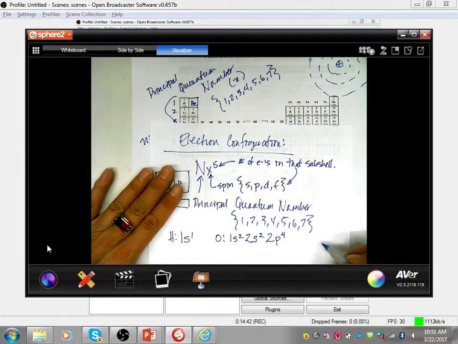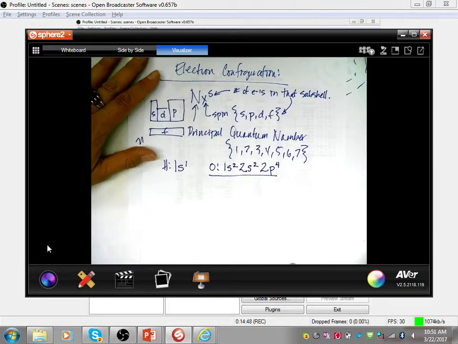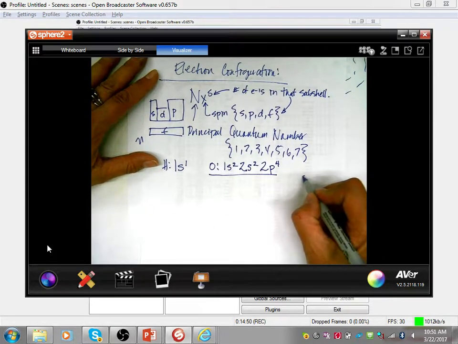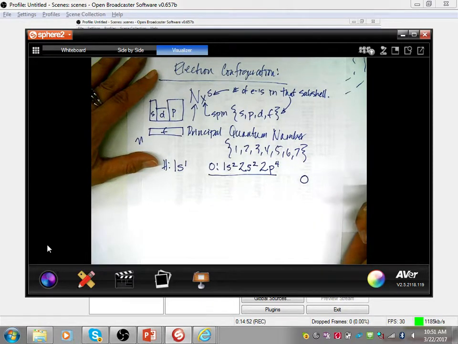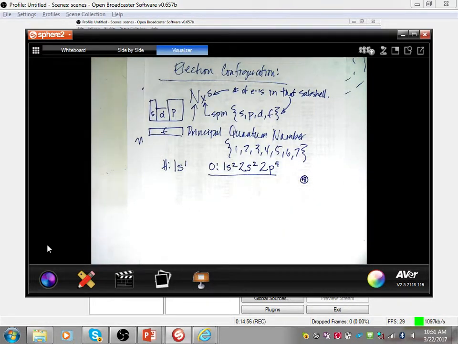So if I'm looking at the way this is set up, what it actually is telling me in a shorthand way is, if I look at oxygen, here's the nucleus of oxygen. Since oxygen's atomic number is 8, it's going to have 8 protons in its nucleus, right?